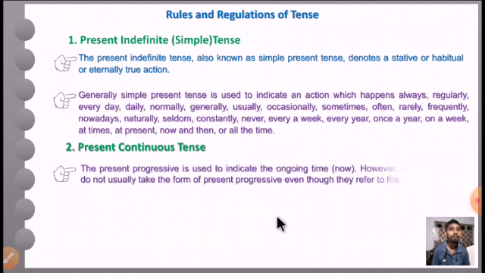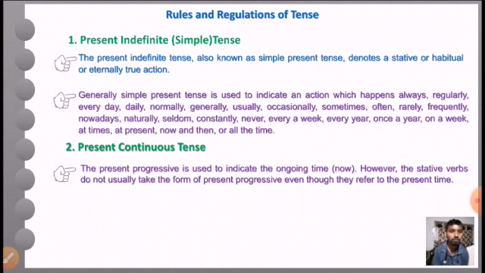So the next point is present continuous tense. When can we use it? Generally, we say any work that has begun and not finished, it is going on. At that time we can use present continuous tense. The present progressive or continuous is used to indicate the ongoing time, now. However, the stative verbs do not usually take the form of present continuous even though they refer to present time.